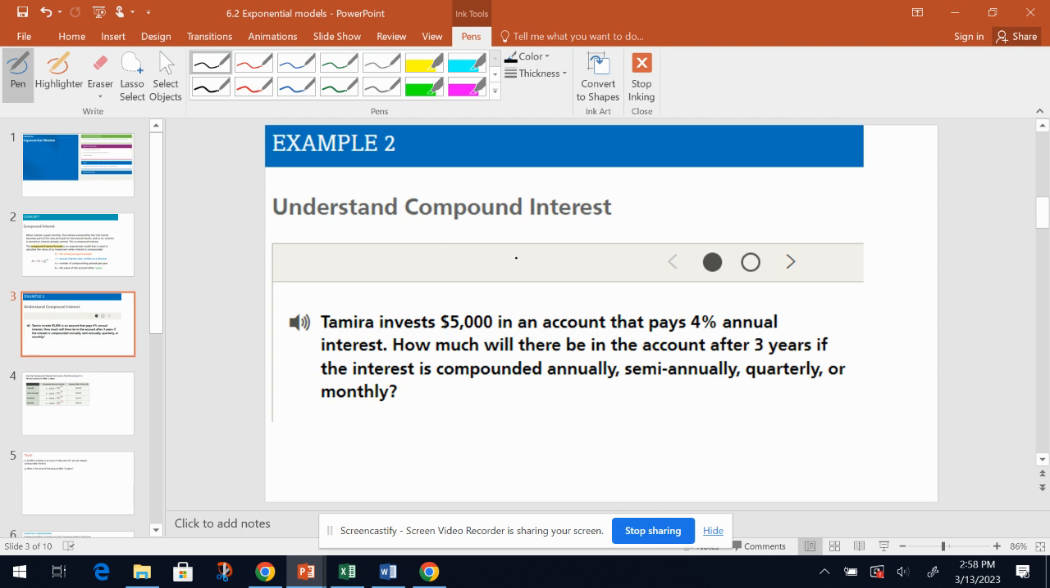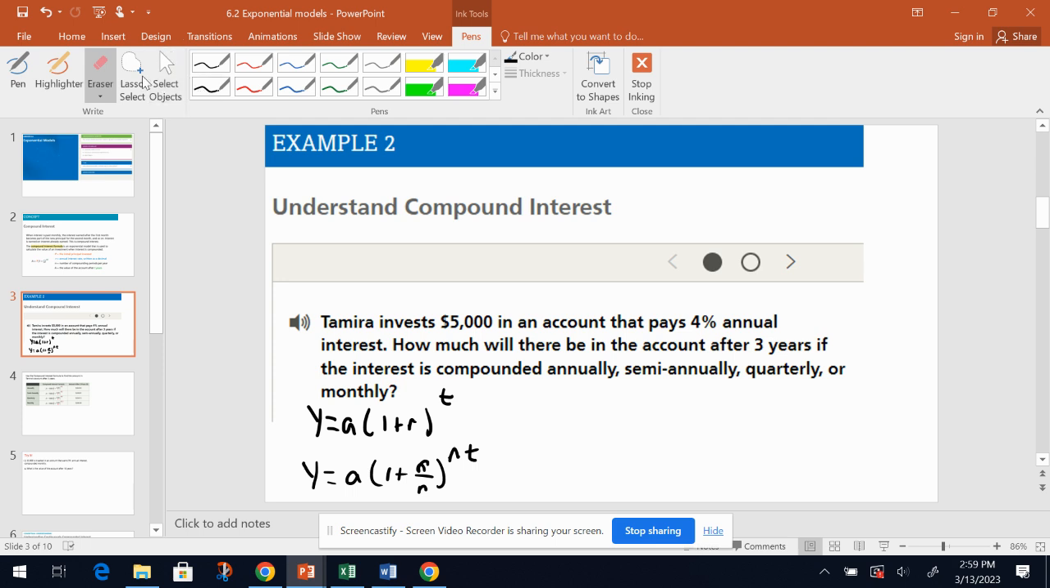Okay, so first of all, we have this formula right here: y equals a times (1 + r) raised to the t power. This was the formula that we talked about in 6.1. And then this formula is y equals a times (1 + r/n) raised to the nt power. Okay, the rate goes on top. We're dividing it by the number of times compounded.